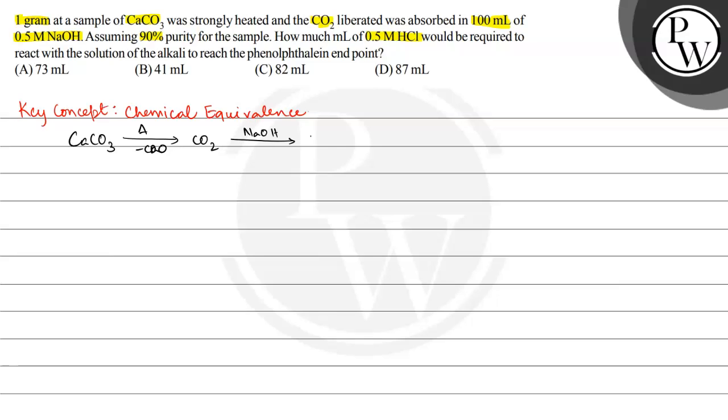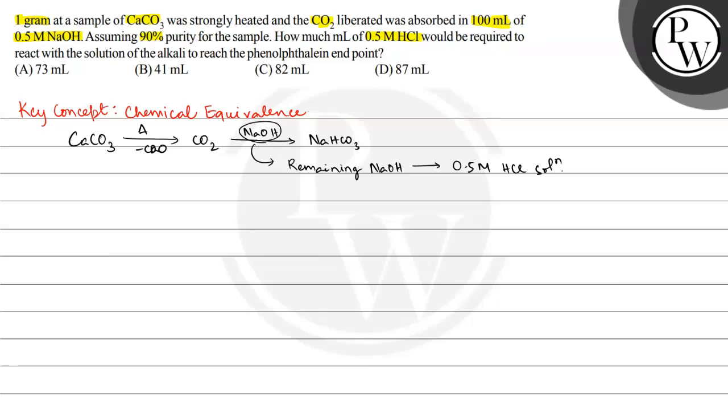Alright. Then it gives us NaHCO3. But जो rest of the sodium hydroxide बच जा रही है, so remaining NaOH, we are titrating it with the given HCl solution, that is 0.5 molar HCl solution.